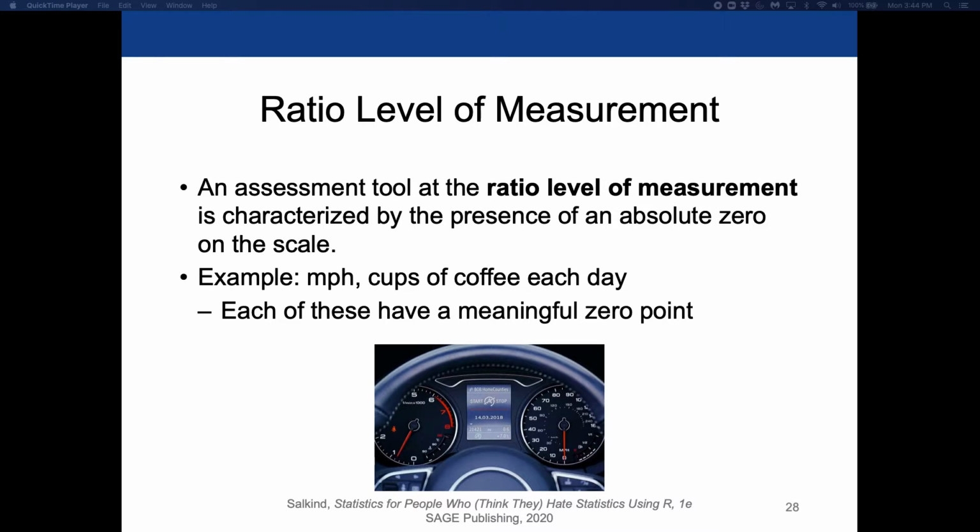But again, we have these equal spacings, where 0 8-ounce cups of coffee is less than 1 8-ounce cup of coffee, which is less than 2 8-ounce cups of coffee, 3, 4, and so on. Those are equal spacings, but now we can say I have had no cups of coffee, and that makes logical sense with what we're measuring. So that's the ratio level of measurement.